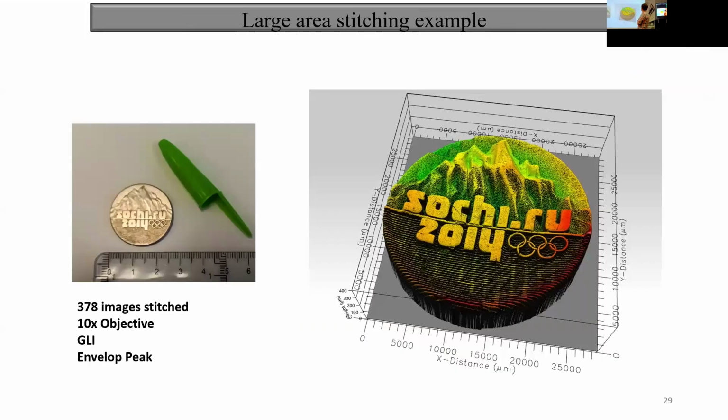And to finish, an example of large area stitching. I did it this week, overnight. It took like 378 images that were nearly 5 hours, but if you do the counts, it's less than a minute per image, okay? So this is showing you how fast the technique is when you already have the conditions to do a measurement, it is very fast, okay?